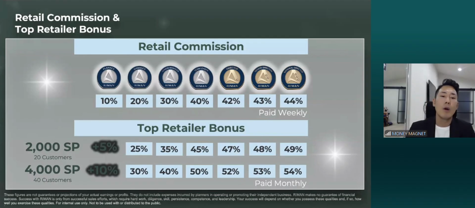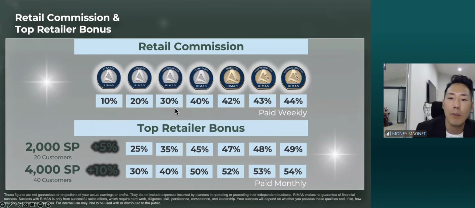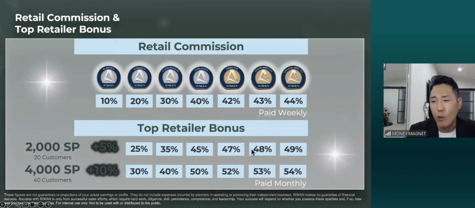So if you do an extra 2,000 SP personal points and you're able to open 20 lifetime customer accounts, what RIMAN is saying is we're going to add an extra 5% on top of your rank paid commission. So essentially, a manager is going to take home 25%, senior manager 35%, team leader 45%, director 47, 48, and on to national director taking 49.